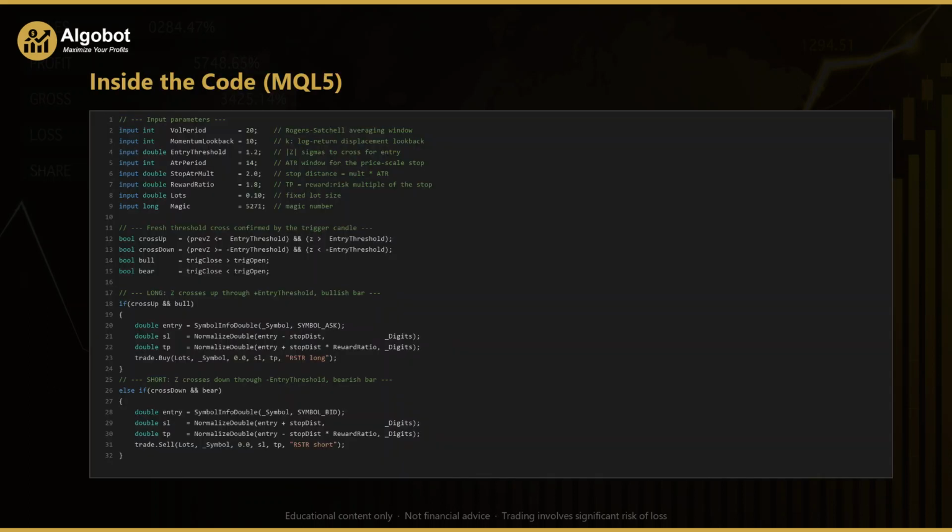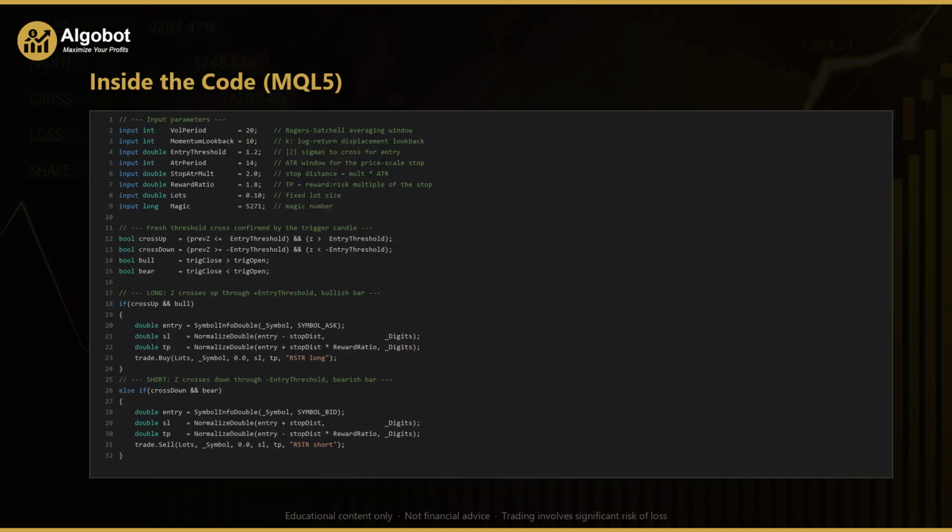Let's read through the MetaEditor code on screen. At the top are the inputs you can adjust in the strategy tester. VolPeriod sets the Rogers Satchell averaging window at 20 bars. MomentumLookback at 10 is how far back the displacement is measured. EntryThreshold at 1.2 is how many units of drift-free noise the z-score must cross to signal an entry.